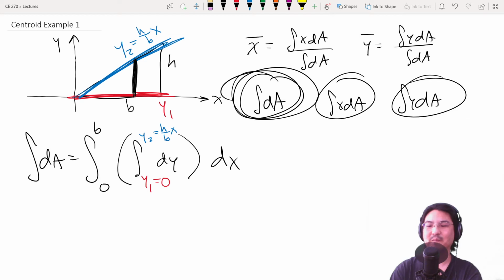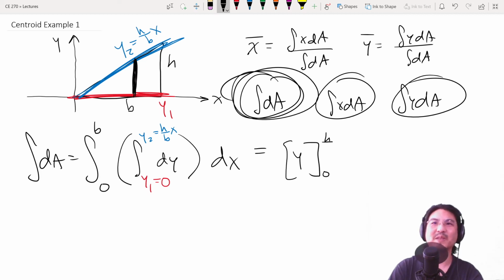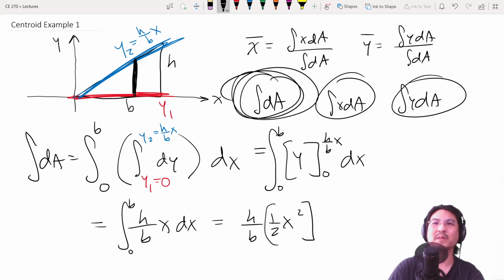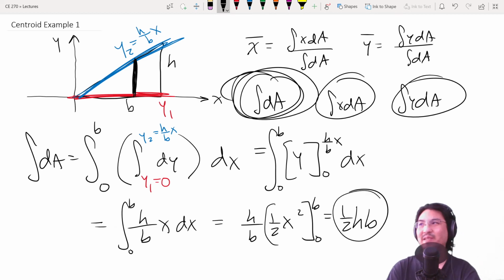So that's how you set it up. Now you just compute the integral. Integrating dy gives y from 0 to h over b x. And then once you do that, you work your way out. So let's evaluate that. That's h over b x, then dx. And let's integrate that: half x squared from 0 to b. So then it's half h b squared over b, which is 1/2 base times height, just like we expected.